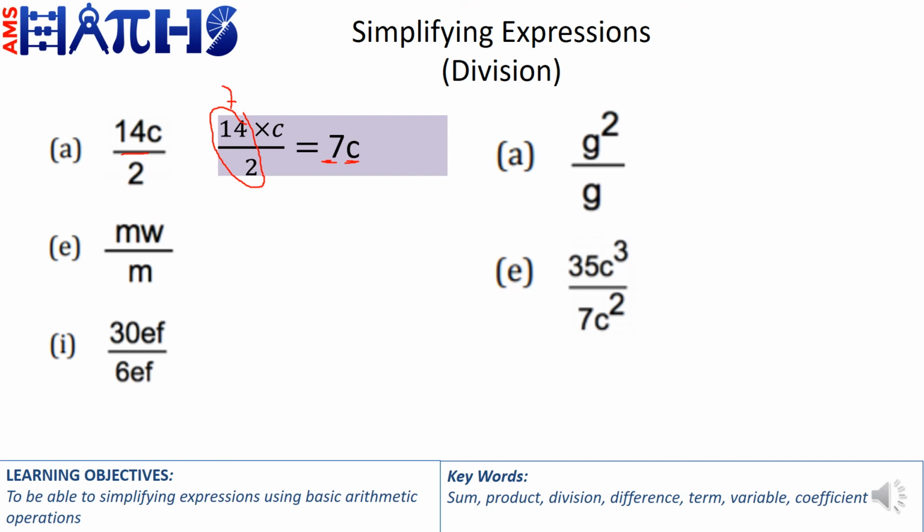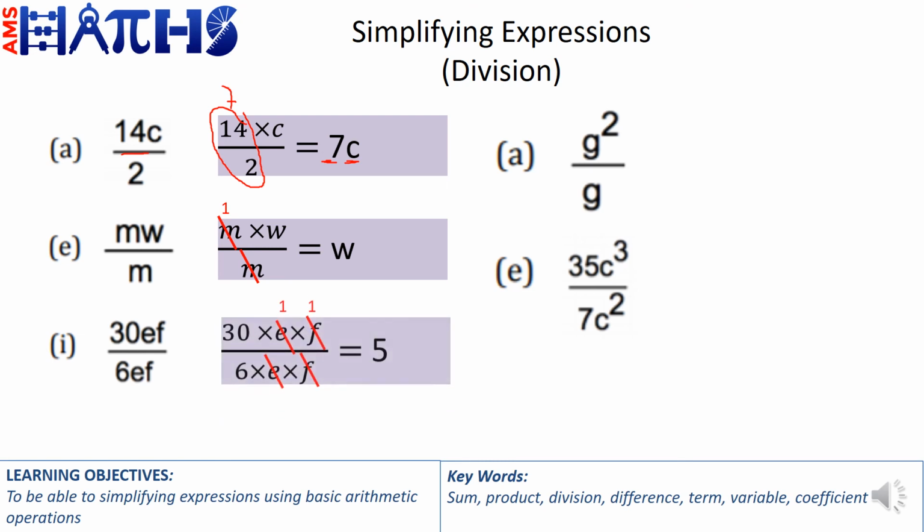Next one, we have m multiplied by w in the numerator, and then m on its own in the denominator. The m will divide the m to give 1. The w will not be divided as there is no w in the denominator. So we end up with 1 times w to give us w.